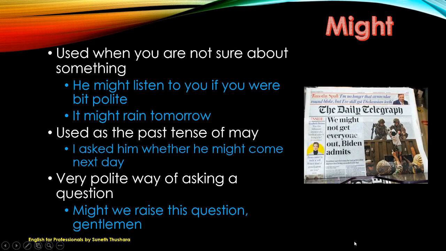Then this is from a paper article: "We might not get everyone out, Biden admits." Now remember, see that here this is a future thing. We might not get everyone out. I think this is about Afghanistan. Yes: "President says lives may be lost as 100,000 Afghans face being stranded in Kabul." So here he is telling about some future incident. We might not get everyone out. That is kind of impossibility.